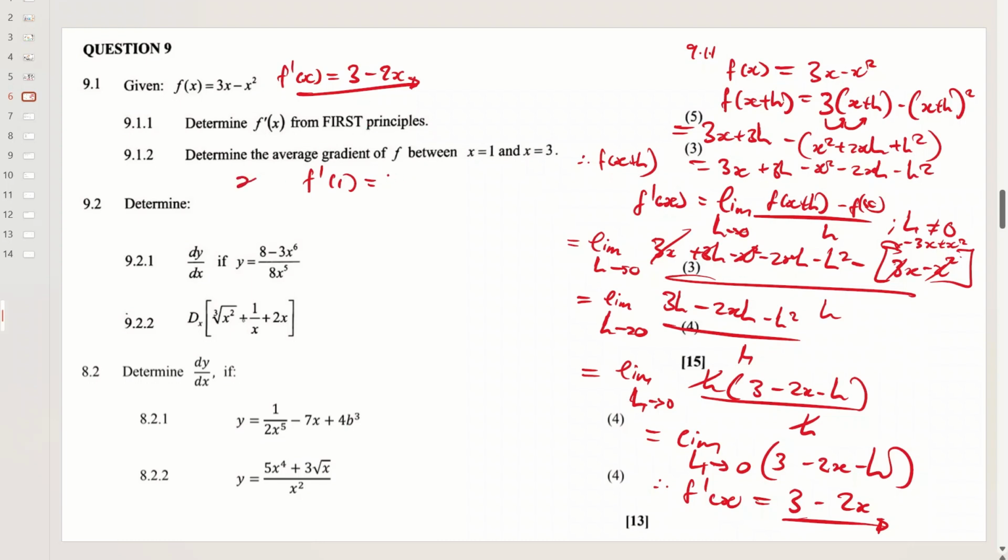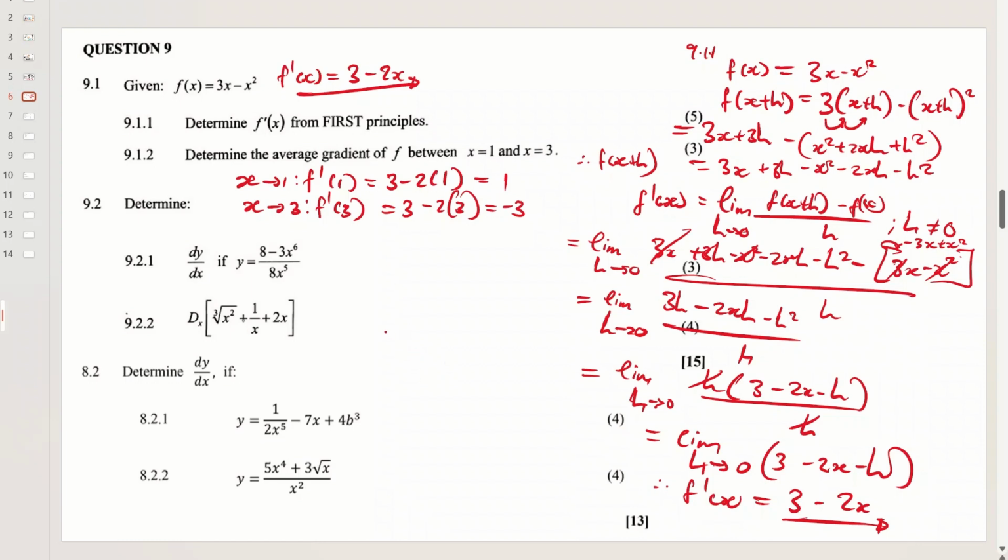So this means this is at x is equal to what? 1. So you'll have what? 3 minus 2 into 1. 3 minus 2, guys, that's what? That's 1. So this is the gradient at x is equal to 1, it's just 1. So now the gradient at x is equal to 3. It is 3 minus 2 into 3. This is negative 6. So that will give us negative 3. So that's it with that part there. You are done like that.